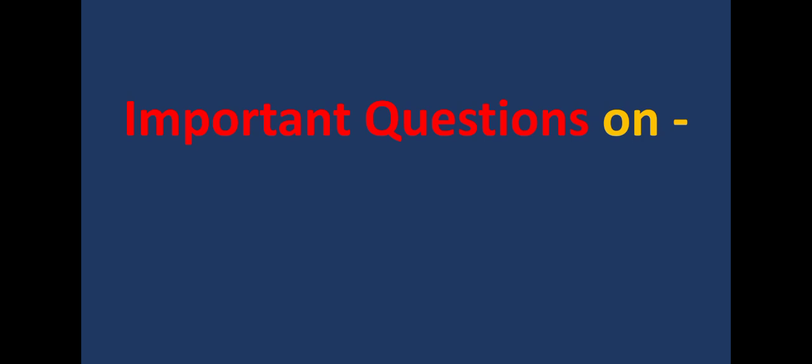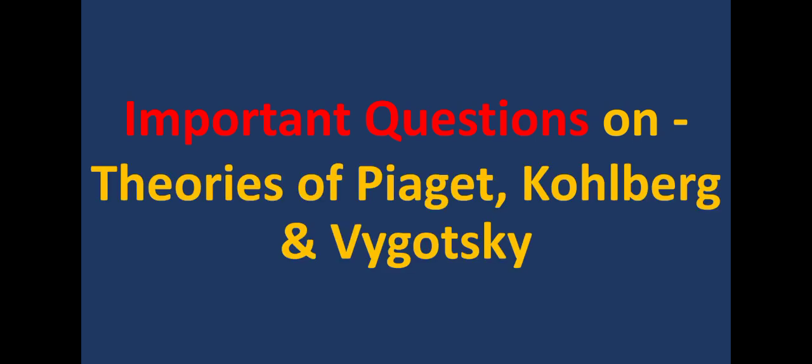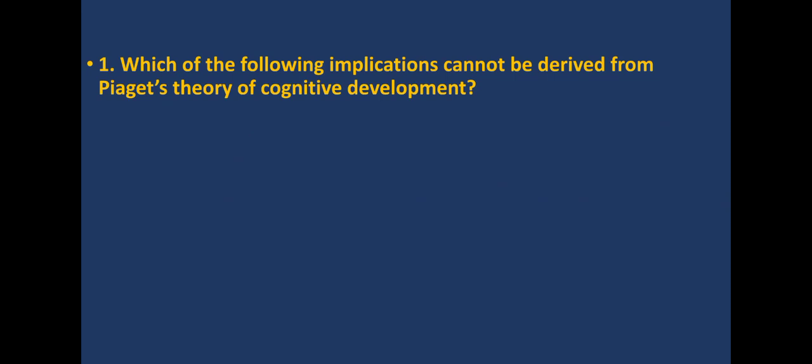So students, today we are going to discuss and practice some very important questions on theories of Piaget, Kohlberg and Vygotsky. Let's begin. The first question: which of the following implications cannot be derived from Piaget's theory of cognitive development?